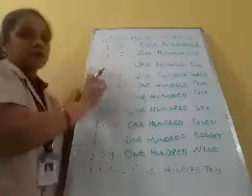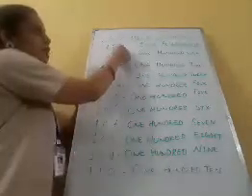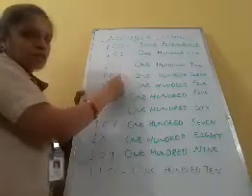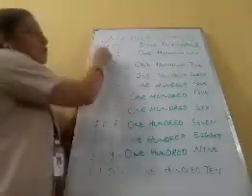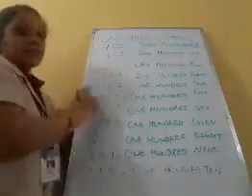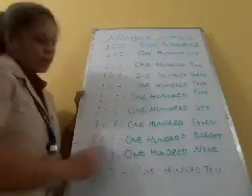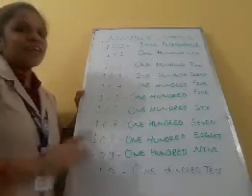Now after 100, the number comes 101. Why 1? Because after 0 comes 1, after 1 comes 2, after 2 comes 3, after 3 comes 4, after 4 comes 5. Same in the three digit numbers. After 100, 101, 102, 103, 104, 105, 106, 107, 108, 109, and after 9 which number comes? 110. Let's see.